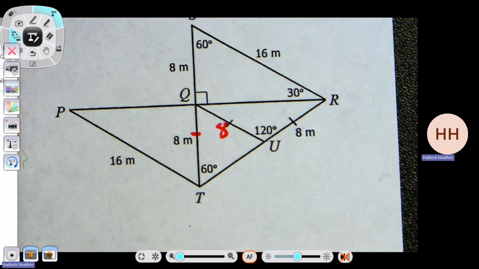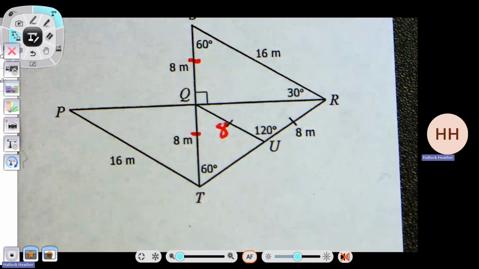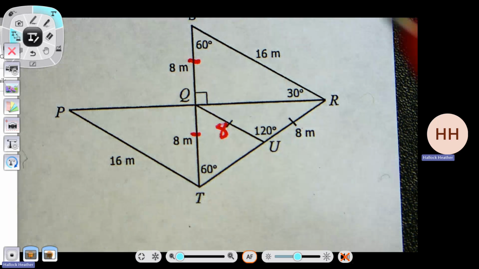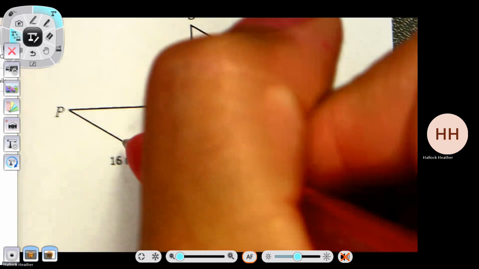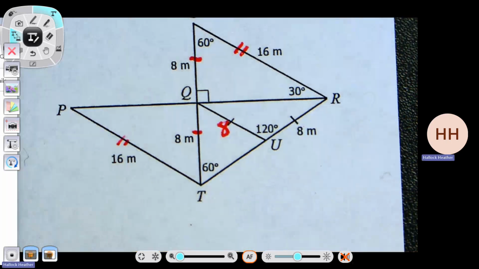I could technically add a tick mark somewhere else. Wherever there's an 8, it can get a little tick mark. Visually, it just will help you in the long run to see what's actually congruent. There's also 2 other sides that are congruent. Does anybody know what the number is that's congruent? 16. Now, 8 and 16 are not congruent to each other. So we're going to double tick it. Okay. Take a second. And what you're going to do is the same exact thing you just did.